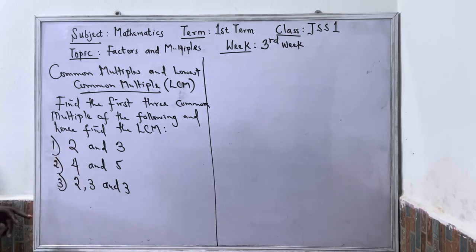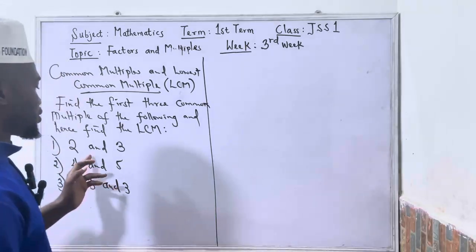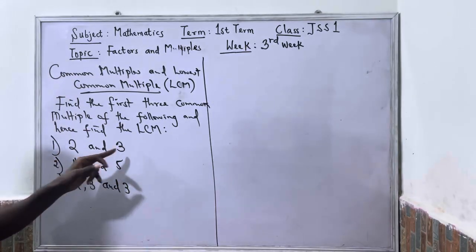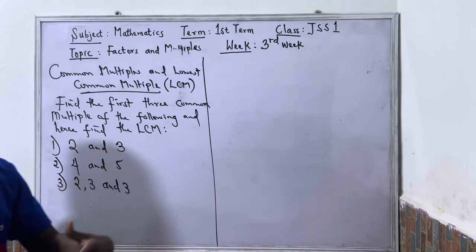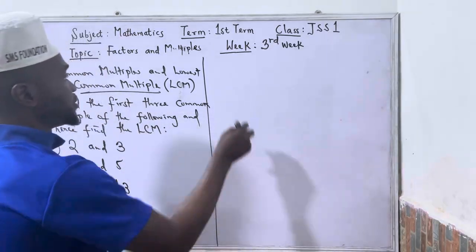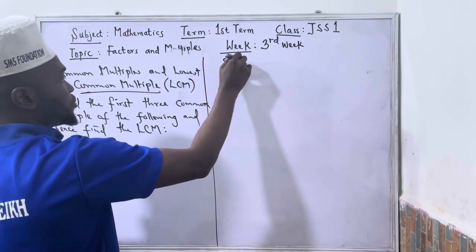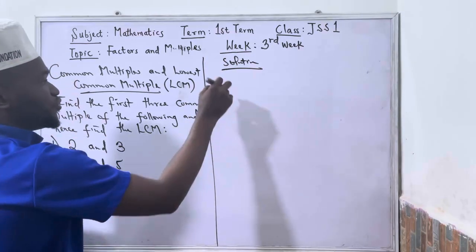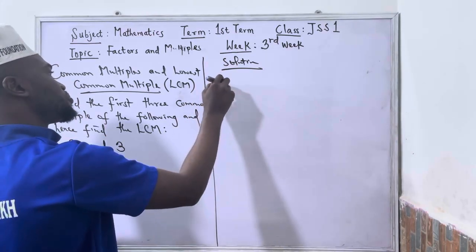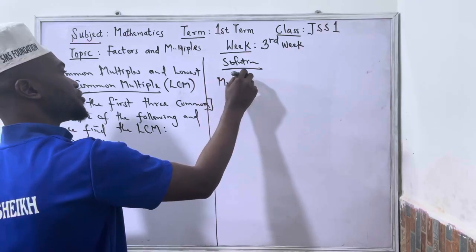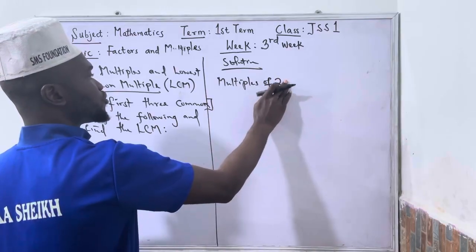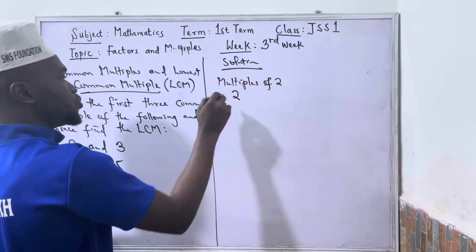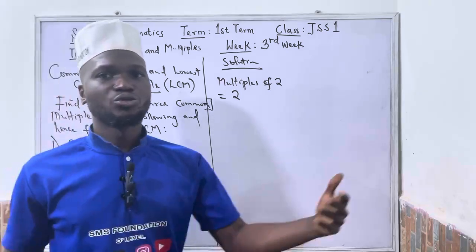Now, for you to understand this method, for you to use this method, I need to first write the multiples of 2 and the multiples of 3 to any convenient place. So let's say solution. I will stop at any convenient point. So multiples of 2 first. So multiples of 2 will be equal to 2. So just like writing the 2 times table.